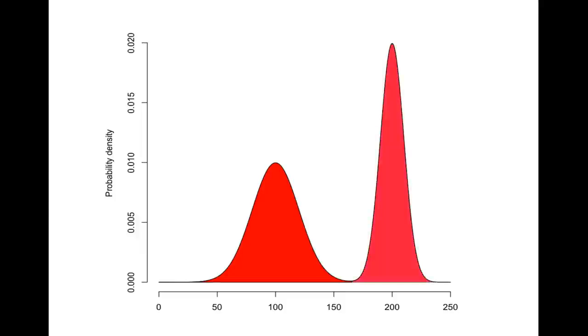Now, if we look at these two areas together, you can see that although the one on the right is taller, it's also narrower. In fact, it's twice as tall and it has half the width. So these two areas are about the same, and that means that the probability of getting a tall alien is about the same as the probability of getting one of the shorter aliens.